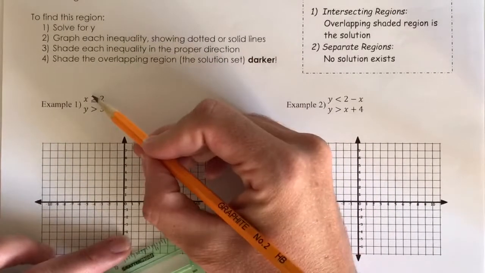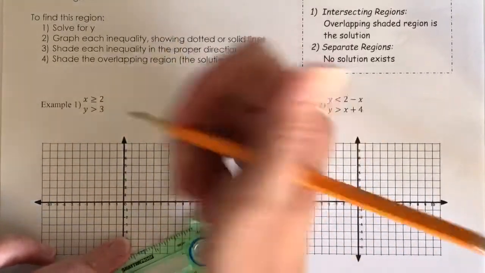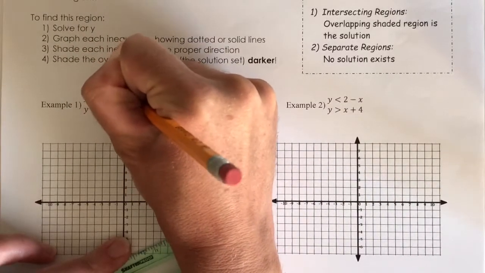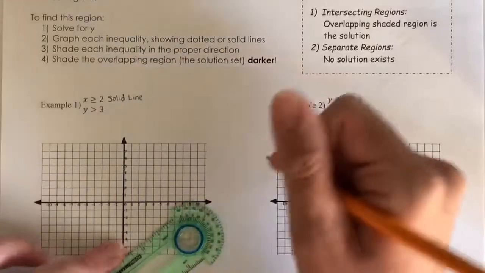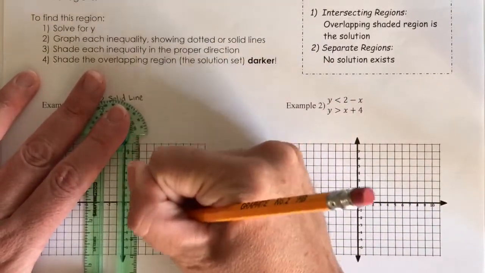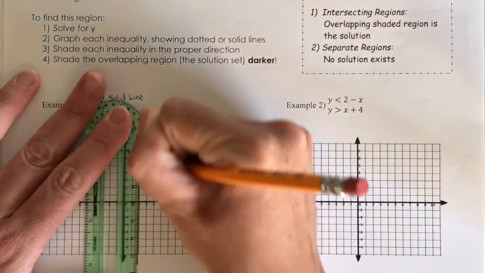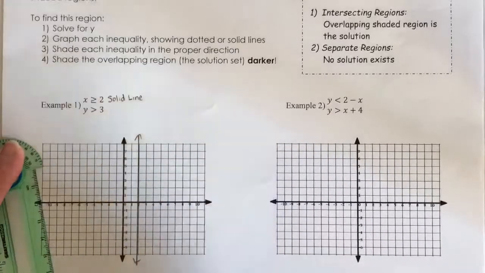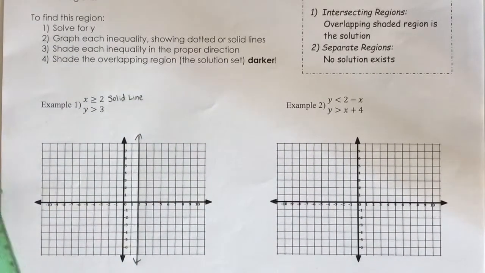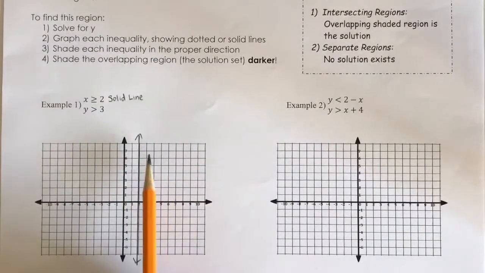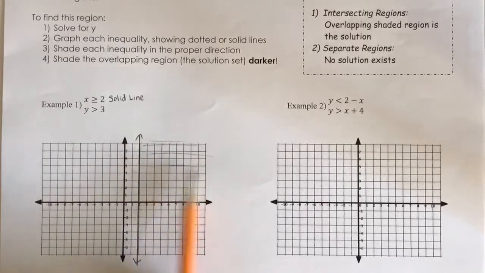So I'm going to graph a vertical line going through the x-axis at 2. Now, it's a greater than or equal to, so because of that, it has to be a solid line because the line is part of the solution. So I graph a solid line. And then I have to decide which way am I going to shade. Am I going to shade to the left of the line or to the right of the line? Well, you want all x values greater than 2. So you want everything shaded in this direction.